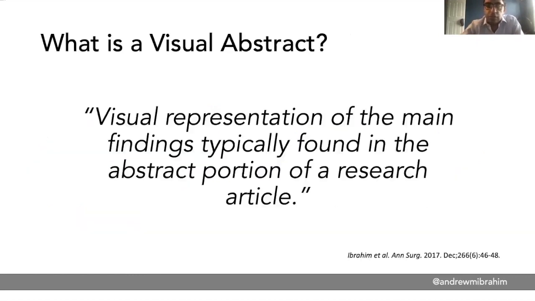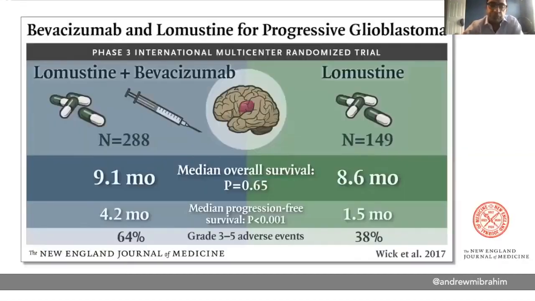If you're not familiar with the visual abstract or haven't heard of it or seen it, very simply, it's a visual representation of the findings typically found in the abstract portion of a research article. In other words, it's the visual summary of the paper. Rather than tell you that, why don't I just show you a few?